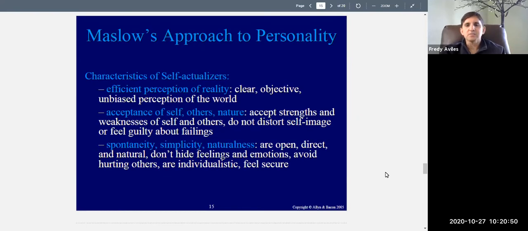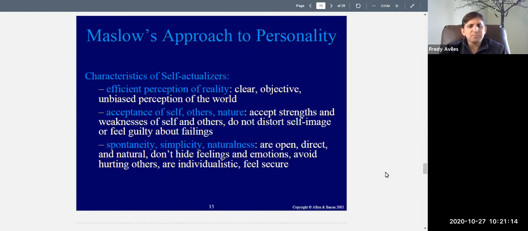They're spontaneous, right? They have simplicity, naturalness. In other words, they're open, they're direct, they're natural, right? They don't hide their feelings, their emotions. They avoid hurting others. They're individualistic. They feel secure. They're genuine. They're truthful. They're honest, right? And they can be spontaneous. They can do things just on the spur of the moment, decide that they want to do something, right?